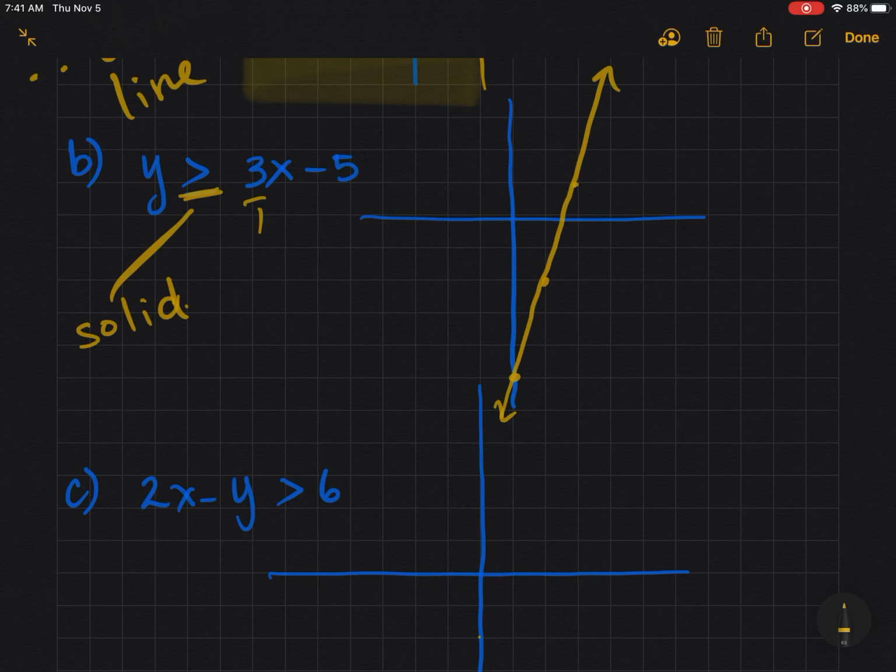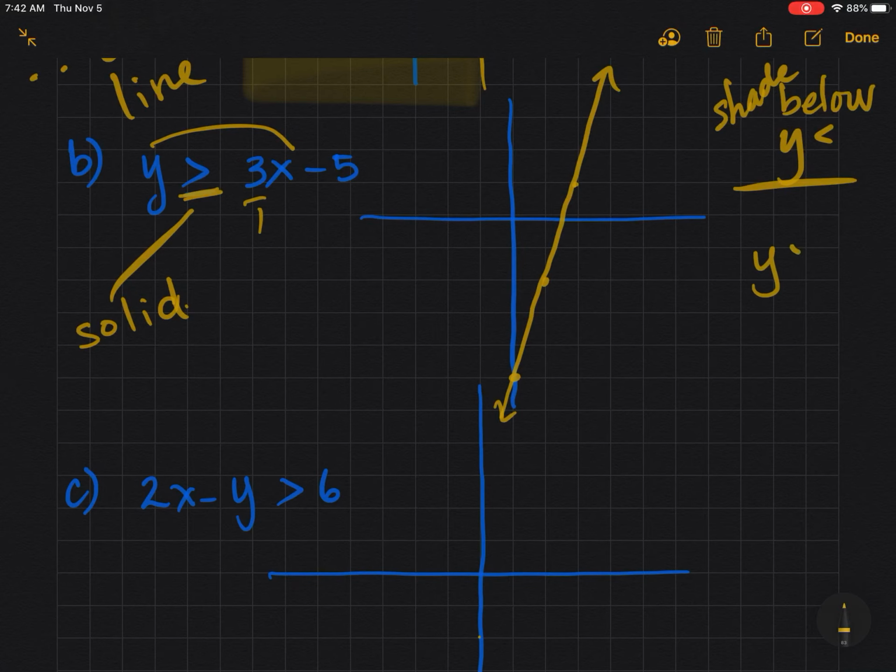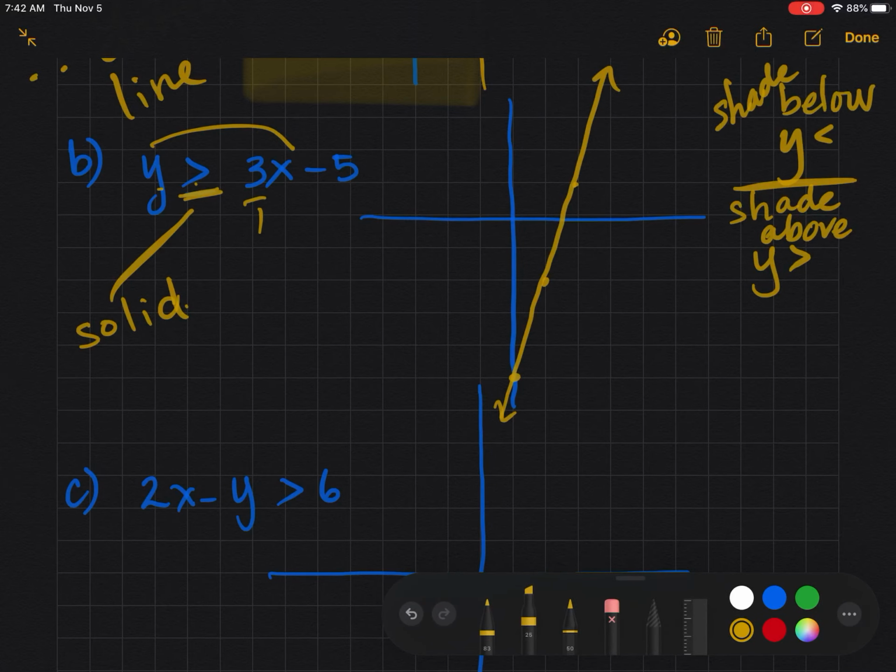And now the question, whenever there's an x and a y, the question is, do we shade above or below? So if you have y is less than, that means less than means shade below. And if you ever have y is greater than, that means shade above. So in this situation, y is greater than the line. So that means I'm going to shade above the line.